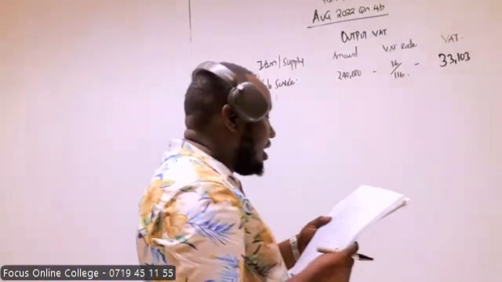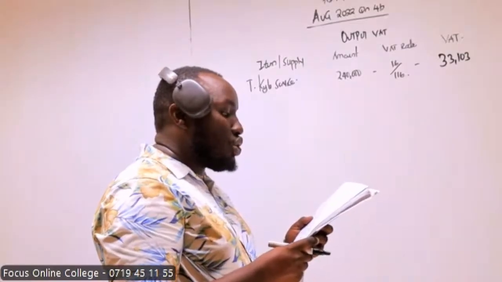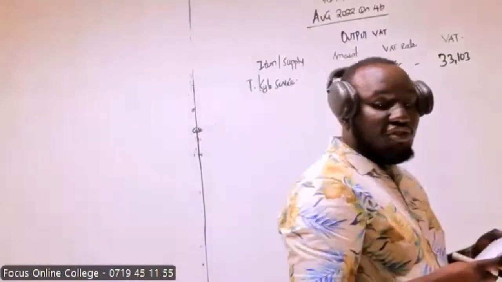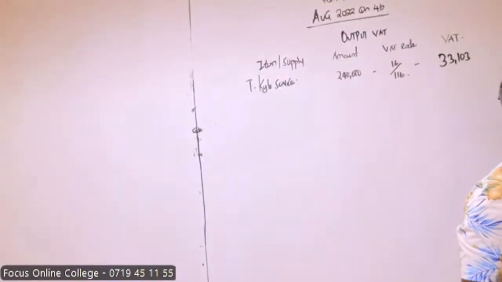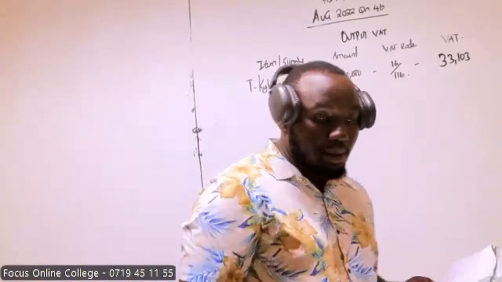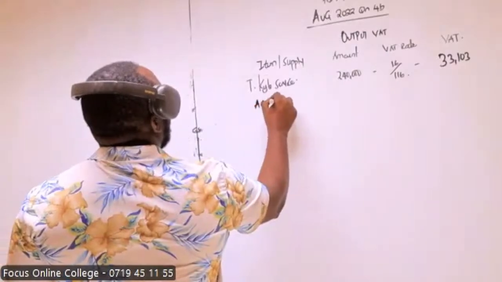So what about accountancy services to a total? Is it falling on November? Which one comes first? The payment. So that is falling on that. So accountancy to a total.